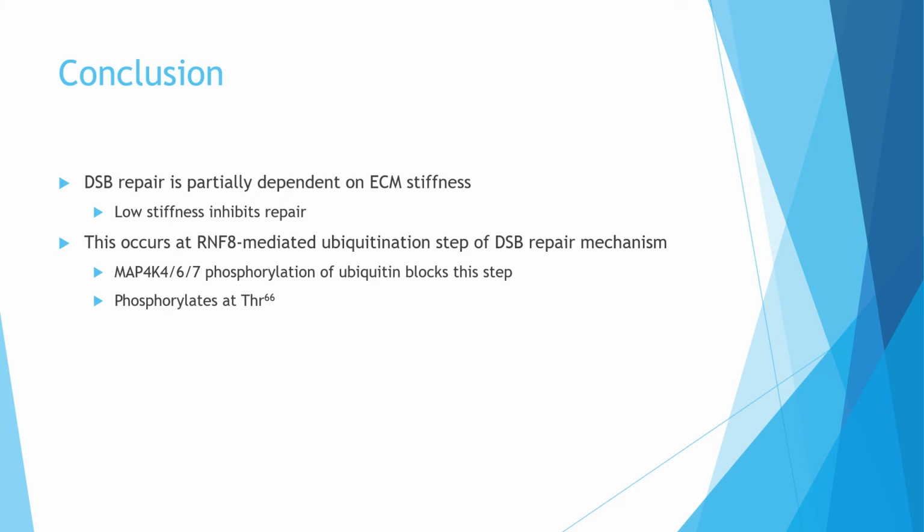And so in conclusion, the researchers found that double-strand break repair is at least partially dependent on ECM stiffness, and that low stiffness inhibits that repair. They found that this repair inhibition occurs where RNF8 mediated ubiquitination is happening in the double-strand break repair mechanism, and that inhibition happens because MAP4K4/6/7 phosphorylates ubiquitin at threonine 66, so at that specific amino acid site.